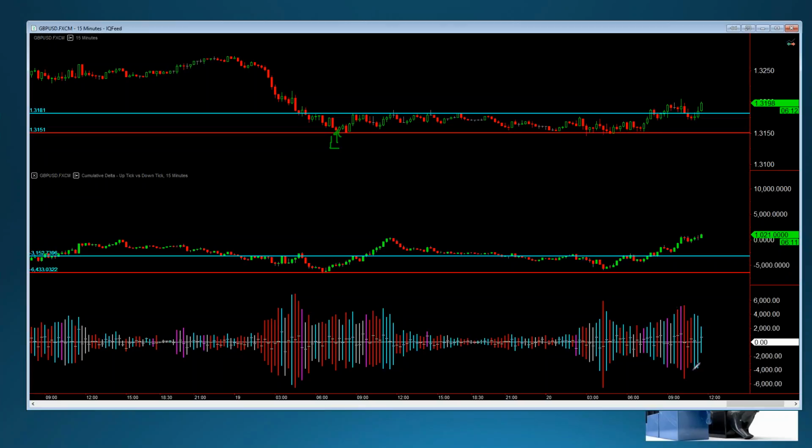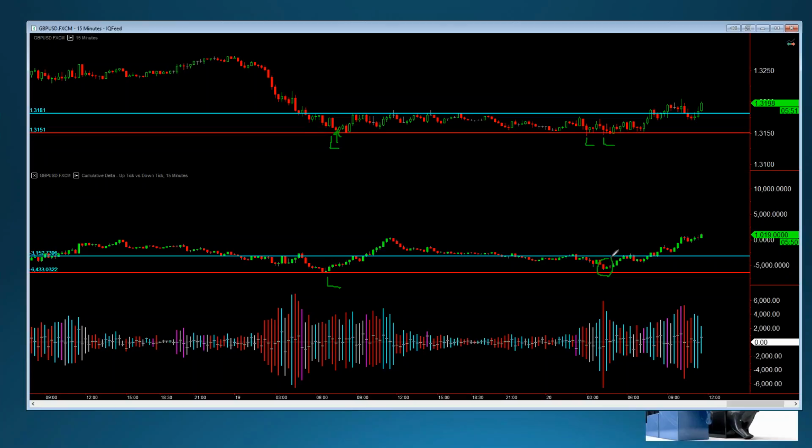Now, what happens in the cumulative delta? Here's your low in the cumulative delta. They come back to test the low that they made over here. They came back to test the lows over here. Do y'all see that?